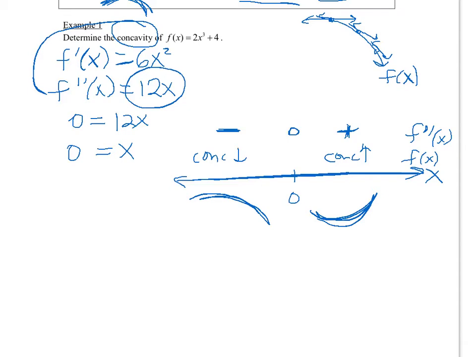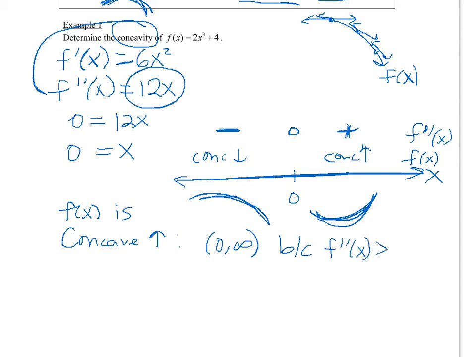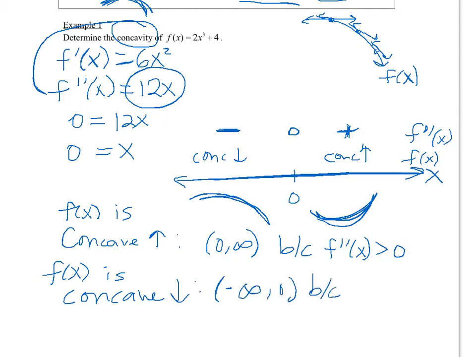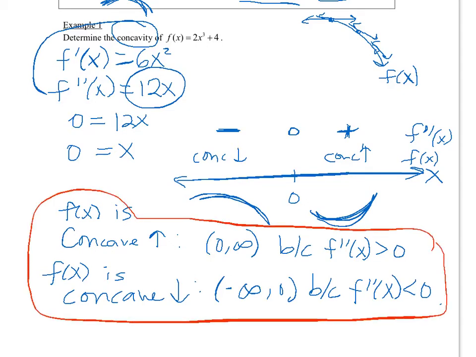So if you want to justify this, you would say the function f of x is concave up from 0 to infinity because f double prime of x is greater than 0. And you would say f of x is concave down from negative infinity to 0 because f double prime of x is less than 0. So there's your justification. That is what the AP graders would look at, just this little portion right here.